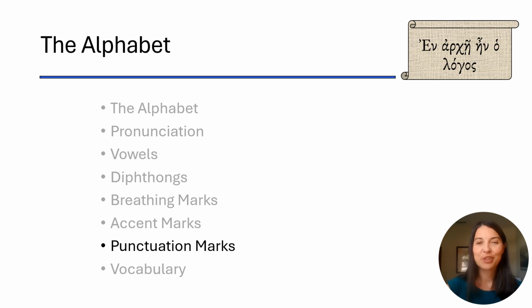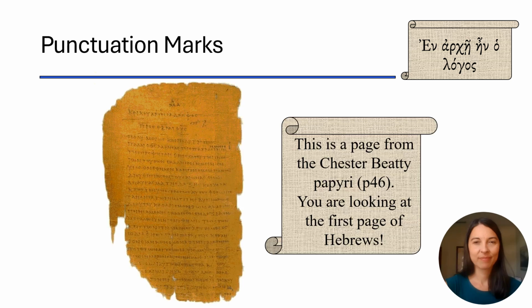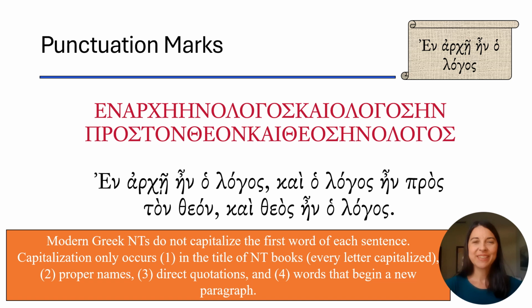But we do need to know some punctuation marks. One thing we need to remember with punctuation marks is that they are helpful for us, but they were added to the text. The early New Testament manuscripts were written in all capital letters, so there were no spaces even, so definitely not any punctuation. This is a piece of the Chester Beatty papyri fragment, and you're looking at the first page of Hebrews. So instead of these top 2 lines of text, our modern New Testament Greek versions will have helpfully segmented these into words and given us punctuation marks.